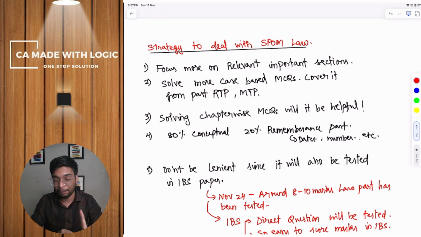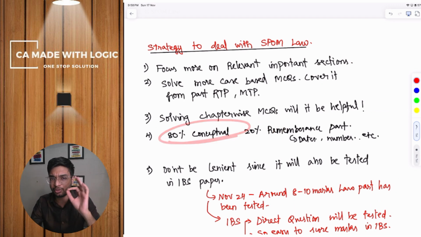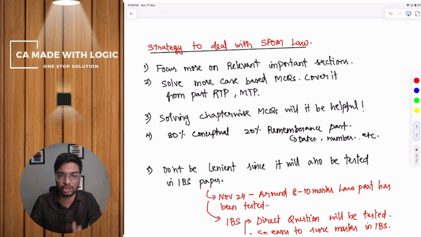So please focus on conceptual clarity, and there will be some 20 percent remembrance part where you need to remember dates, or how many directors need to be appointed for LODR purposes or for Companies Act purposes. There will be some numbers like 1/3 or 2/3. Likewise, you have to remember them. It is only 20 percent that you have to remember. For the rest of the things, complete conceptual clarity should be there.